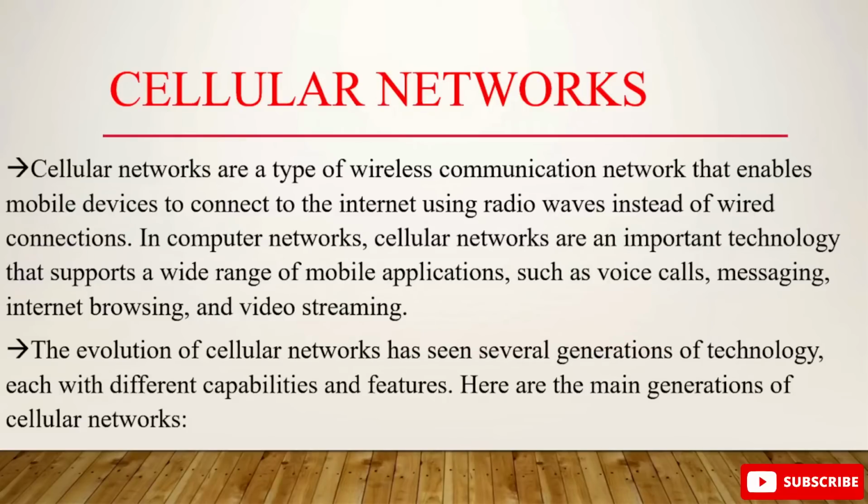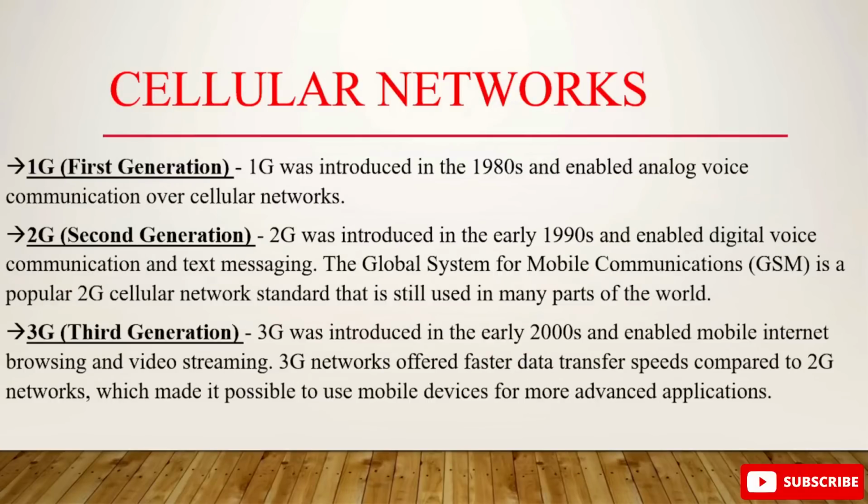The evolution of cellular networks has seen several generations of technologies, each with different capabilities and features. Here are the main generations of cellular networks. First generation: 1G was introduced in the 1980s and enabled analog voice communication over cellular networks. Second generation: 2G was introduced in the early 1990s and enabled digital voice communication and text messaging.